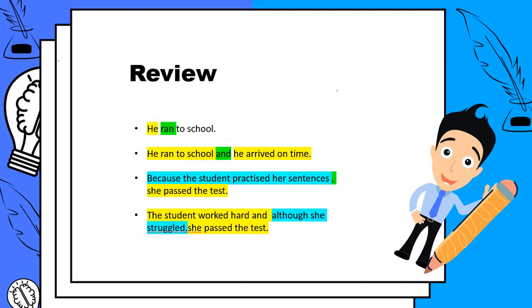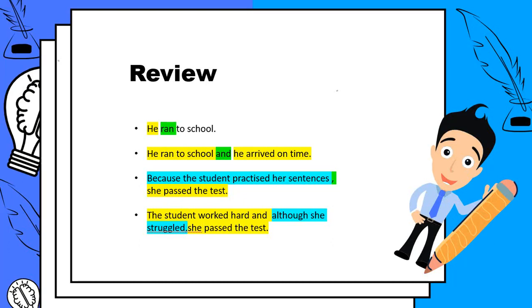So a quick breakdown on the sentences. He ran to school. Simple sentence. He ran to school and he arrived on time. Compound sentence. Two simple sentences joined together with the conjunction. Because the student practiced her sentences, she passed the test. Complex sentence. Compound complex sentence is the last one. The student worked hard, and although she struggled, she passed the test.